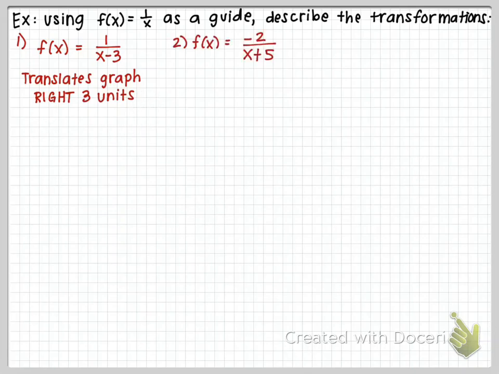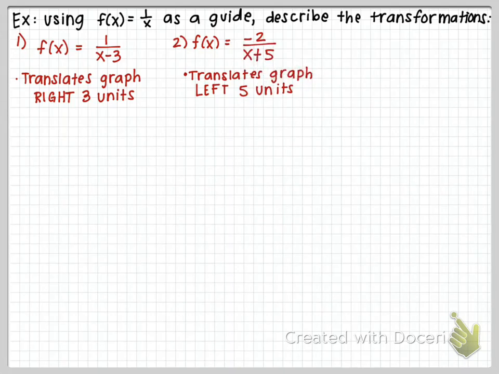So how is this function different from the parent function up here? Well, first of all, we have a negative. We also have a 2 on the top, and instead of just x, we have x plus 5. So, first of all, we're going to translate the graph left 5 units. That's what this piece means down here.